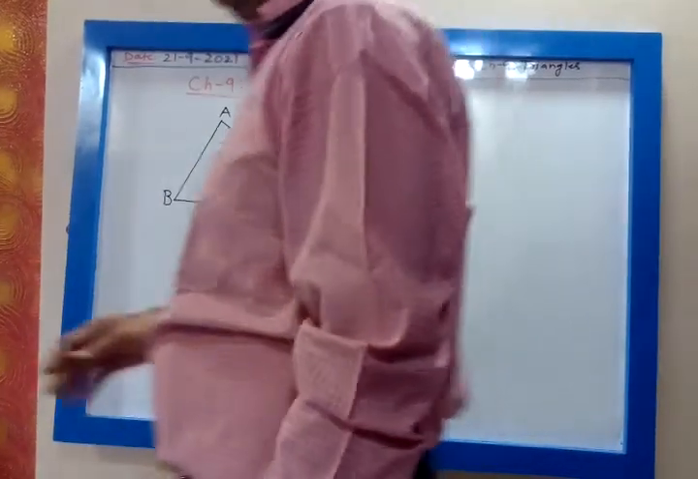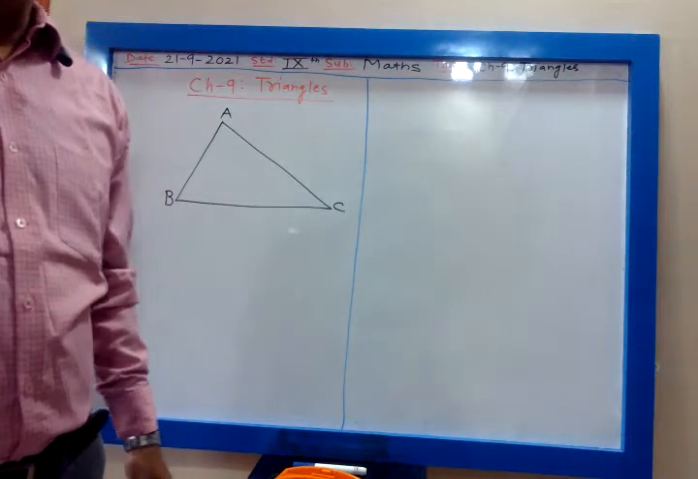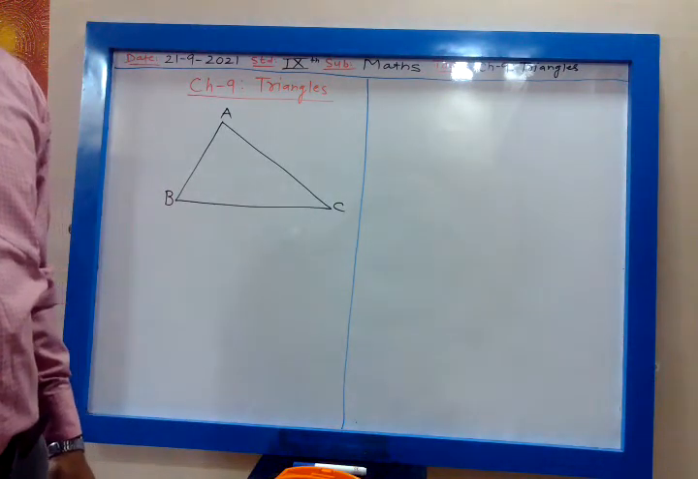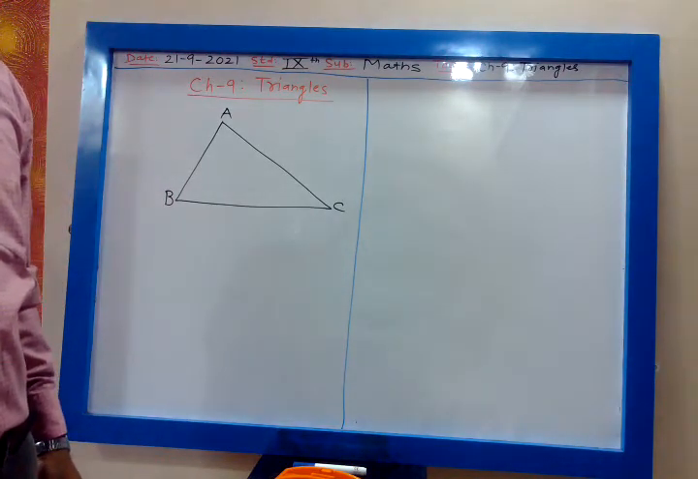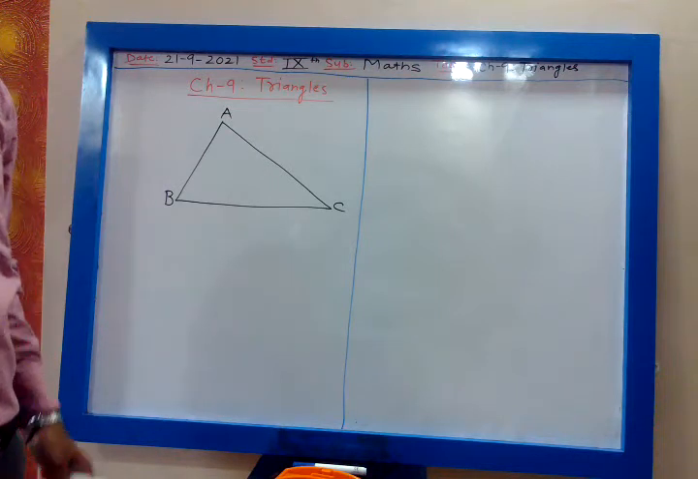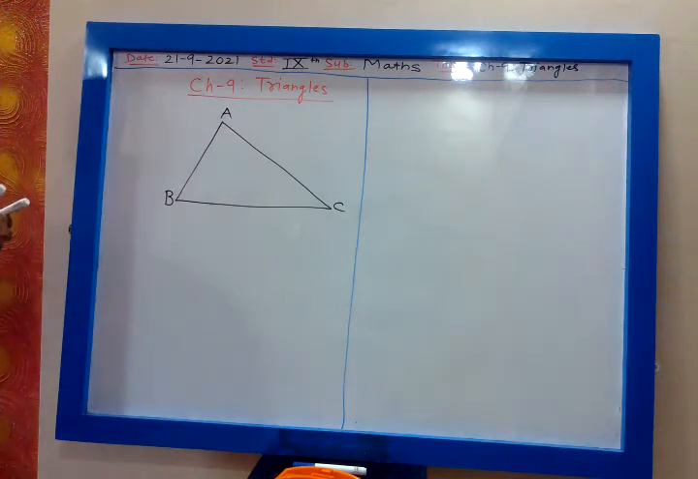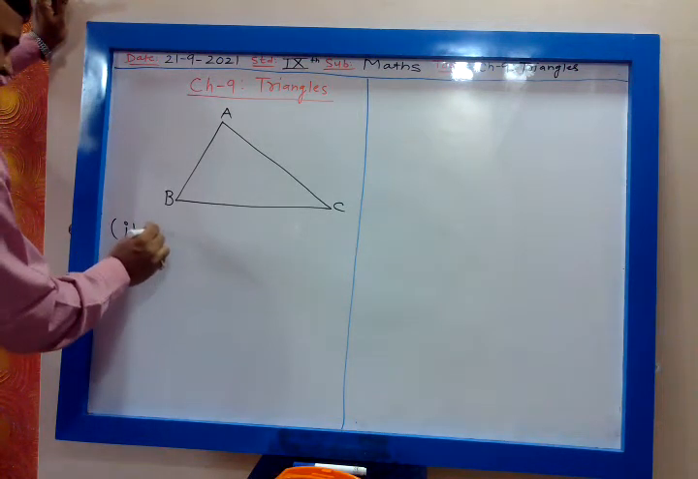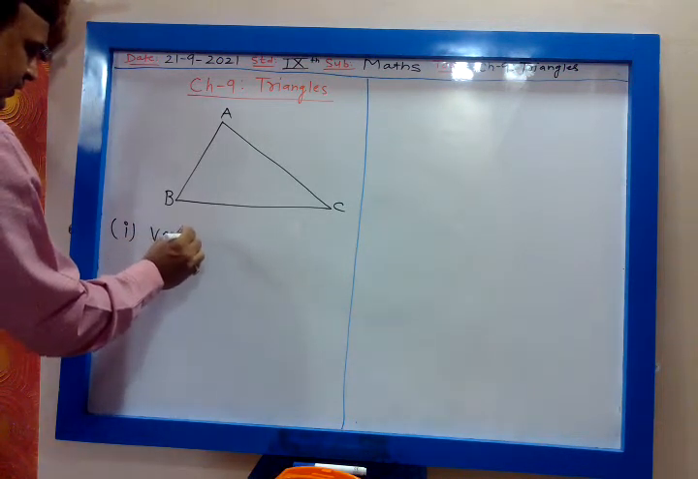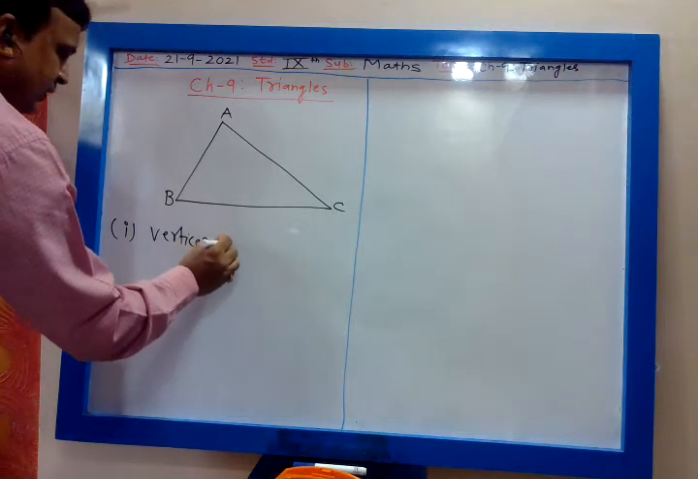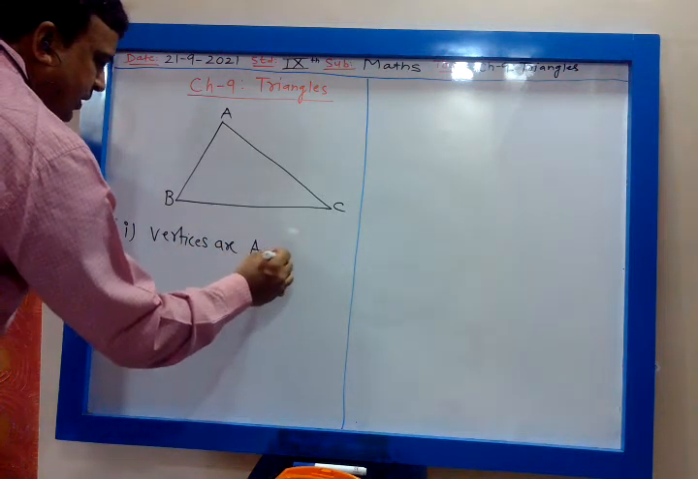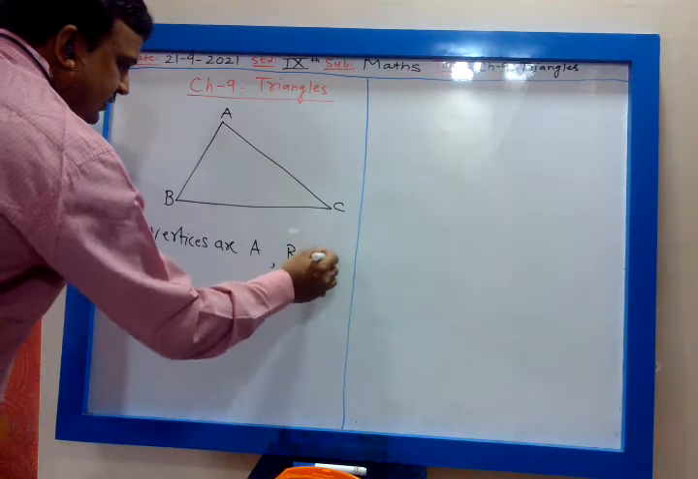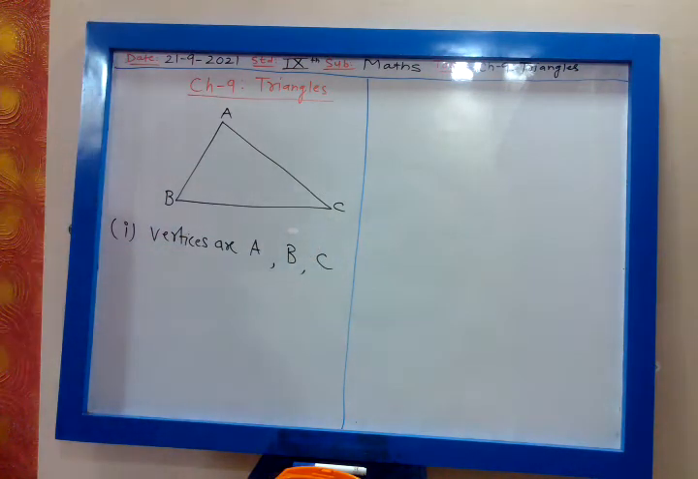So what are the vertices of triangle ABC? Yes, good morning. Now what are the vertices? The vertices are A, B, C.